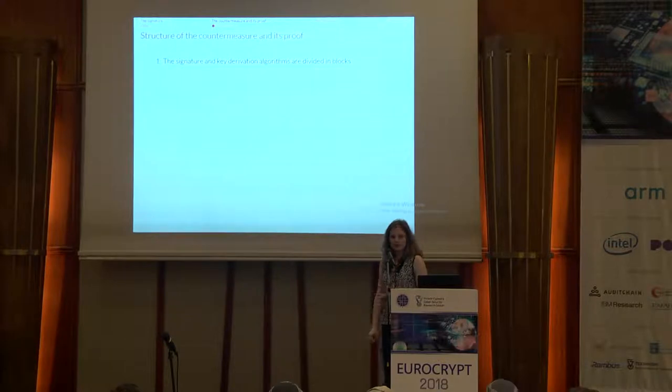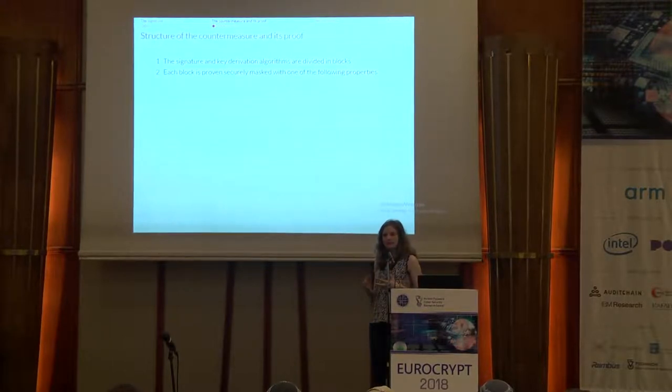But now, how to mask this? We use a technique which is quite general, which has three steps. First, we choose which algorithms are using the secrets, to mask them. For example, here the verification does not use the secrets, so we didn't mask it. So the signature and key derivation needed to be masked. They are first divided into blocks that are called gadgets, and then each block is studied individually, and we prove one security property for each block.